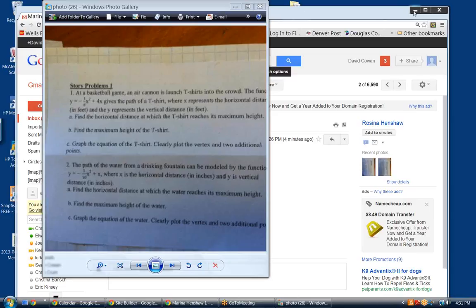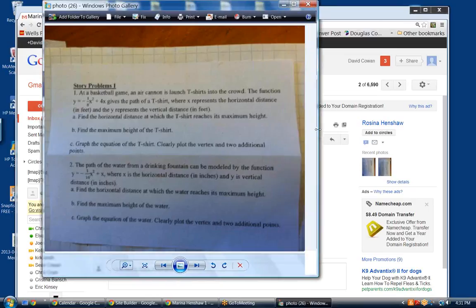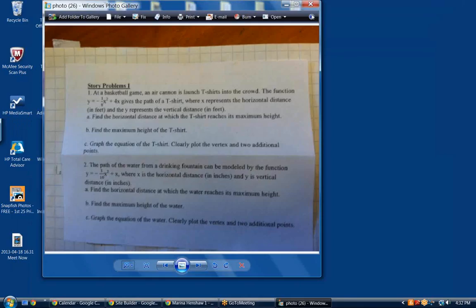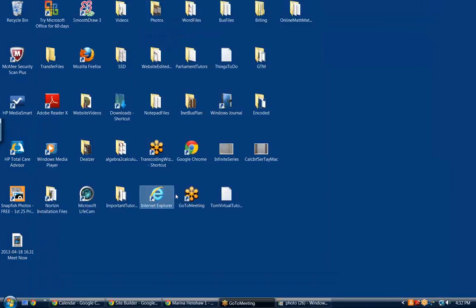Looks like we have some word problems here. Can you read that okay? Yeah. Okay. So they want the horizontal distance at which the t-shirt reaches its maximum height. Let me get this open.